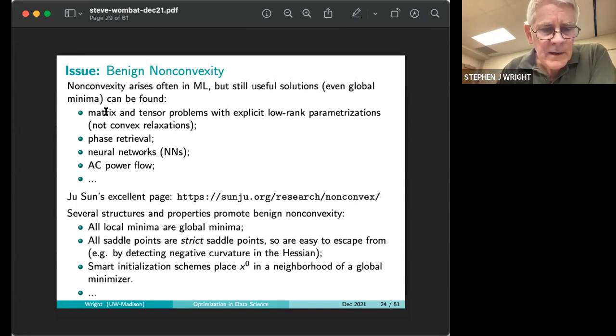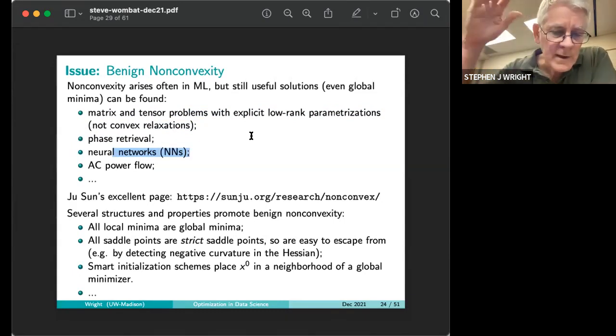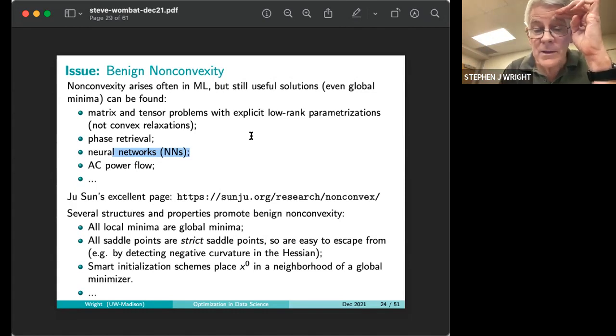So these show up in matrix, low-rank matrix and tensor problems. They show up in random phase retrieval problems, in neural nets, and I'm going to say a lot more about that, AC power flow. And I found this page of Ju Sun, who's keeping a list of all of the literature in this area, and he's keeping a laundry list of all the new problems that are showing up that have this benignly non-convex structure.